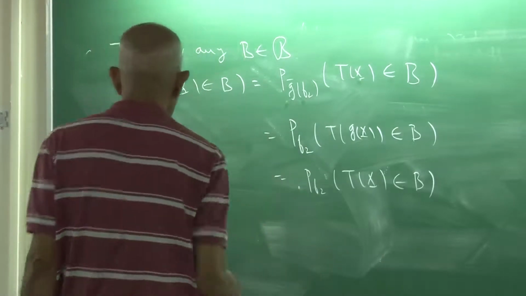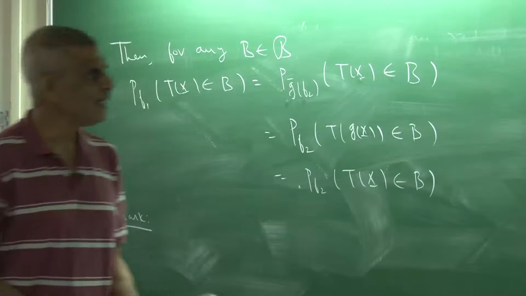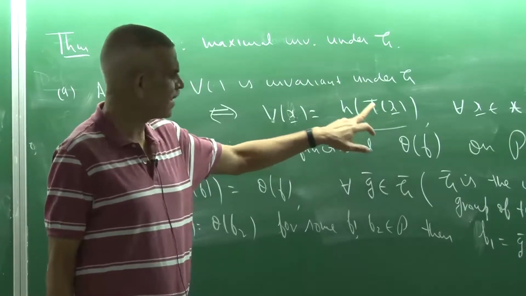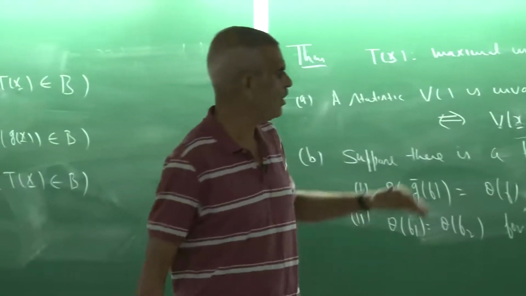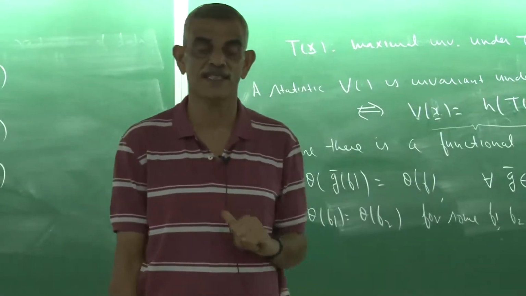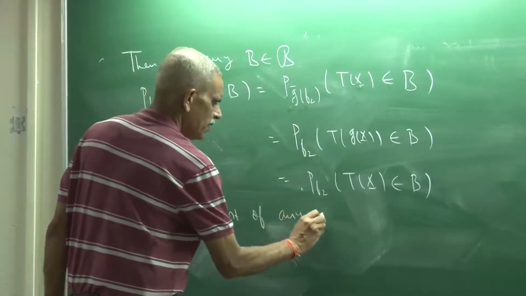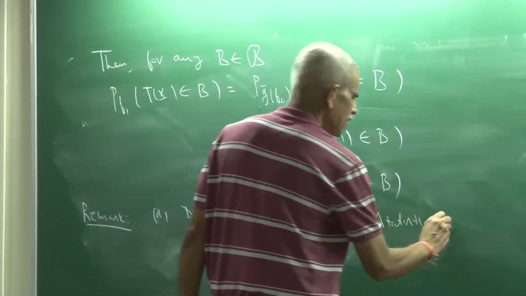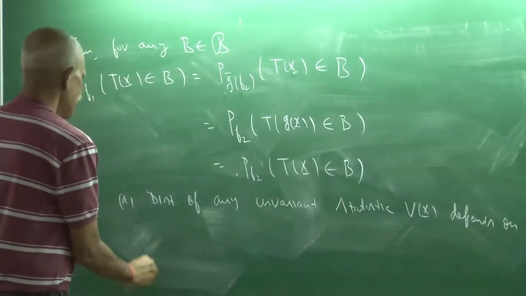So if you see the last theorem, what it suggests is that any invariant statistic is a function of the maximal invariant statistic. And B says the distribution of any maximal invariant statistic depends on the maximal invariant functional. So indirectly we have proved that the distribution of any invariant statistic depends only on the maximal invariant functional. So the distribution of any invariant statistic V(x) depends on the maximal invariant functional.